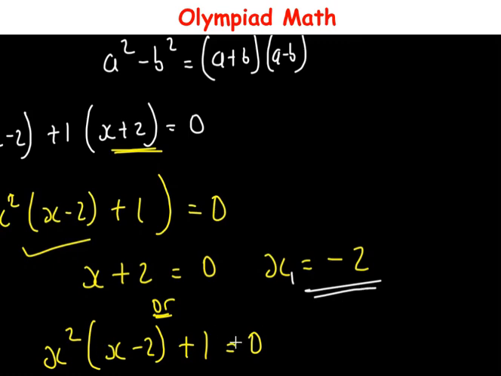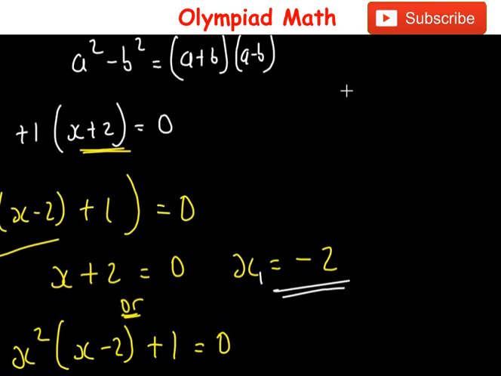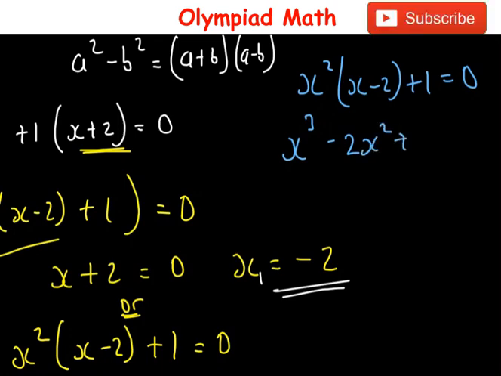Okay, what of this other equation? For the other equation, we have x squared into bracket x minus 2, plus 1, equals 0. So x squared, we open the bracket: x squared times x is x raised to power 3, then minus x squared times 2, minus 2x squared, then plus 1.